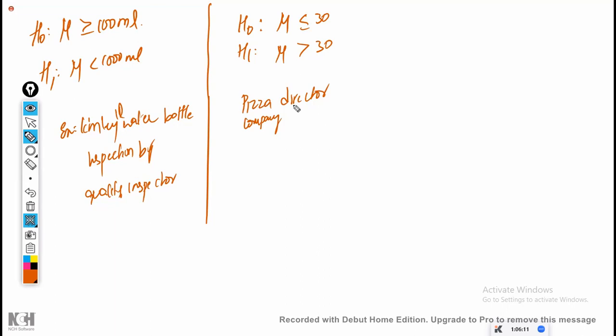Whatever the pizza company director is there, he is going to check whether pizzas are getting delivered in 30 minutes or not. Pizzas delivered in less than 30 minutes or not. If it is not exactly 30 minutes, say the delivery person has reached the home, for example, in 20 minutes only, it means he has to wait 10 minutes. He won't knock on the door exactly at 30 minutes.